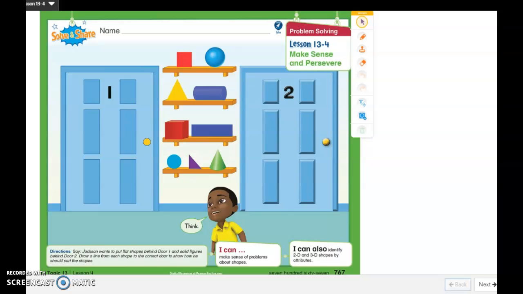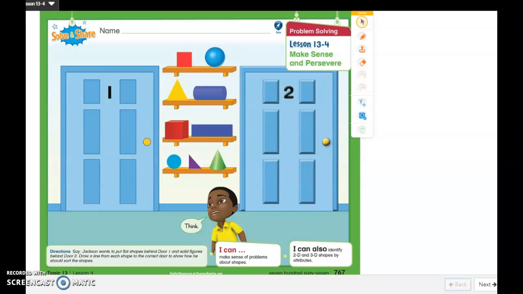Today we're doing lesson 13-4. Make sense and persevere. Wow, that's a mouthful. Basically, we're doing a problem-solving lesson today. We're going to be using clues to make sense of our 2D and our 3D shapes. So I'm going to describe shapes, and you're going to tell me what shape, 2D or 3D, that could be. And I know it's really shapes or 2D, solid figures or 3D. But I'll use both terms back and forth today just to make it a little quicker and easier and go faster.